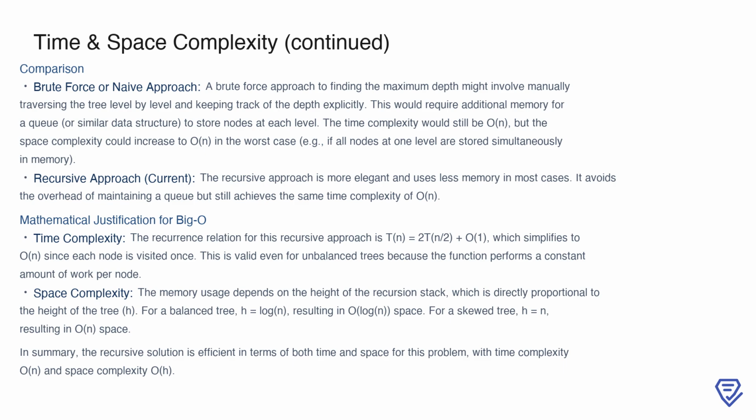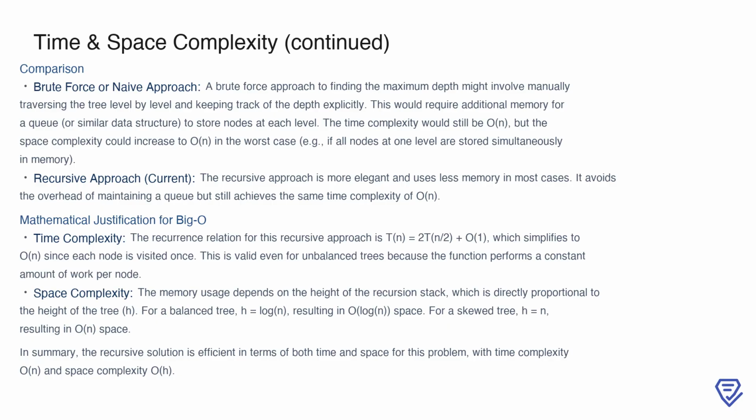The recursive approach, however, is more elegant and typically uses less memory. It avoids the overhead of maintaining a queue while still achieving the same O(n) time complexity. Mathematically, the recurrence relation for the recursive solution is T(n) equals 2T(n/2) plus O(1), which simplifies to O(n), since each node is visited exactly once.